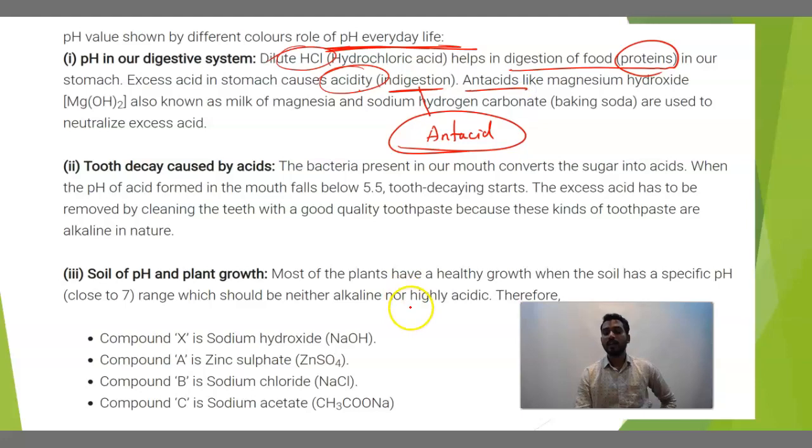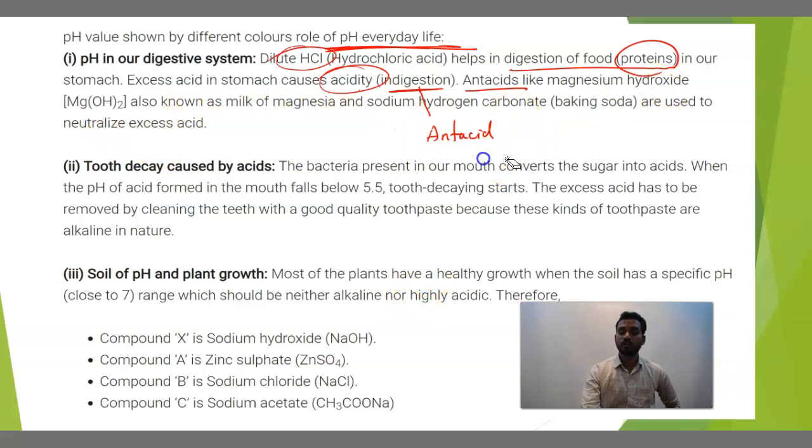Antacids like magnesium hydroxide, also known as milk of magnesia, and sodium hydrogen carbonate, that is nothing but baking soda, are used to neutralize excess acid. So these are the different ways or methods to prevent the excess amount of acidity which is present in our body.